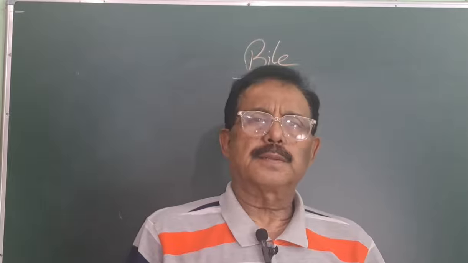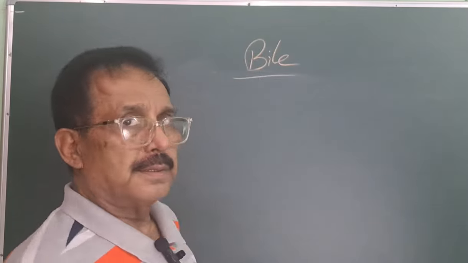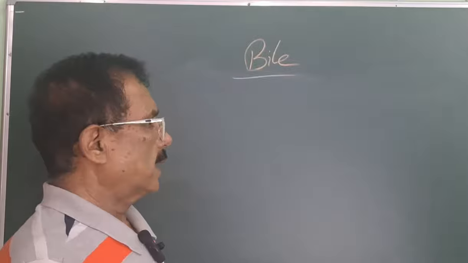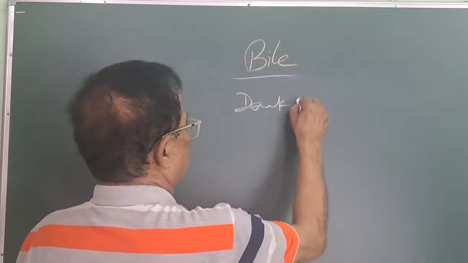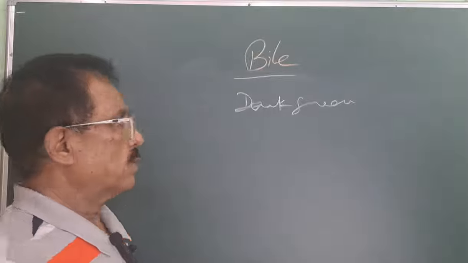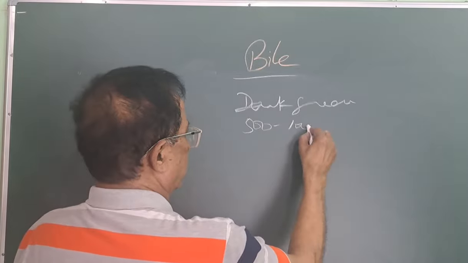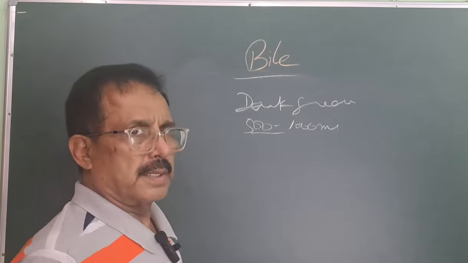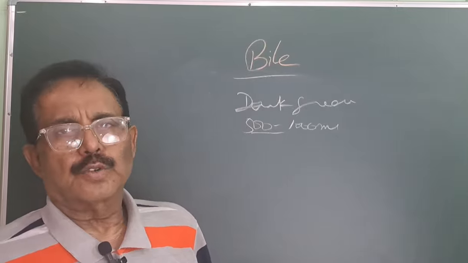I am Dr. B. Krishna Prasad. Before we go on, let me talk about bile. Bile is a physiological fluid that is secreted from the liver. Its color is dark green or yellowish brown. Daily secretion is 500 milliliters to 1000 milliliters. It is an alkaline and isotonic fluid.